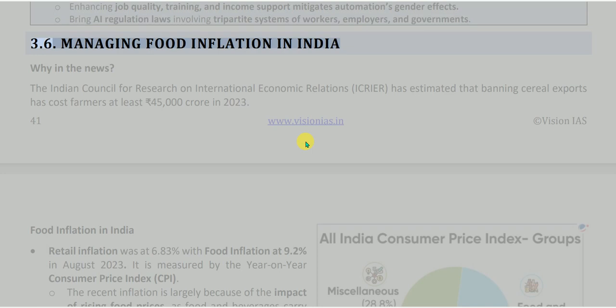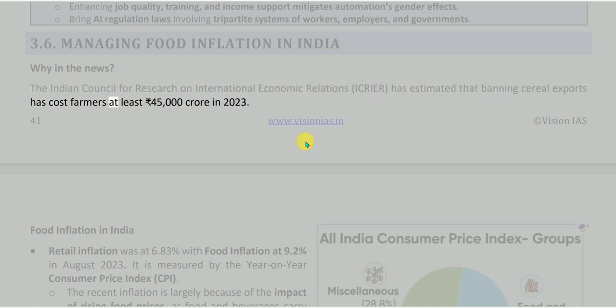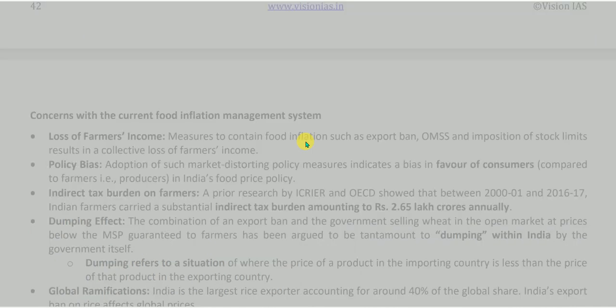3.6 Managing food inflation in India. Why in the news? The Indian Council for Research on International Economic Relations, ICRIER, has estimated that banning cereal exports has cost farmers at least 45,000 crore rupees in 2023. Food inflation in India.